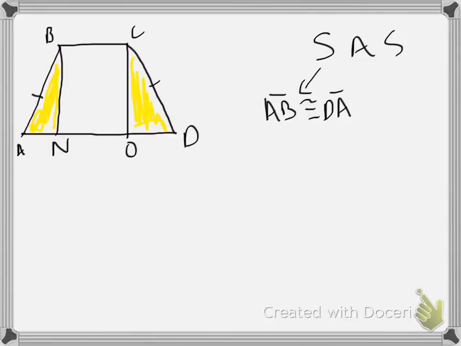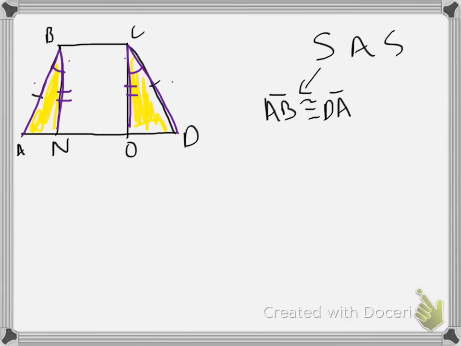Then it says angle ABN and angle DCO are the same. That's a set of A's, and we have a side, and we've got some angles here, so they're touching. And then it says CO and BN, CO and BN, and that works.